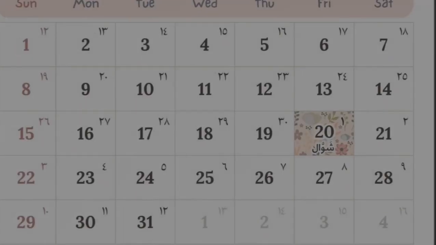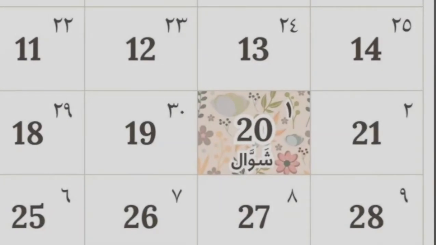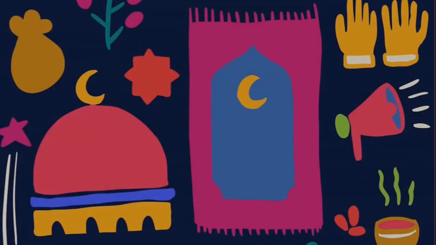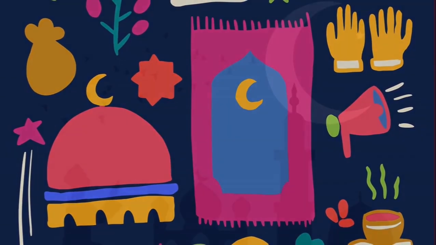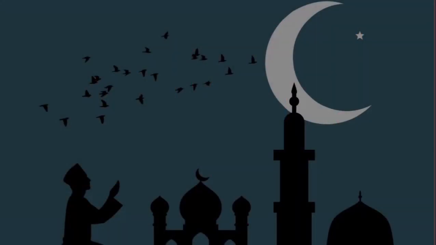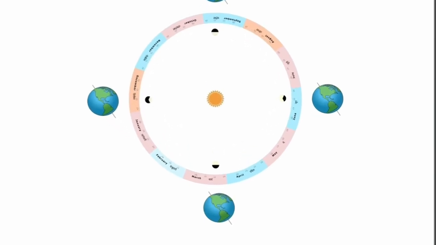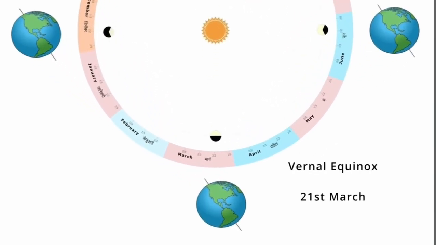In 2 more days, Eid al-Fitr will be celebrated by Muslims worldwide, as it marks the end of month-long dawn to dusk fasting during Ramadan, ninth month of the Islamic calendar. We also have Vernal Equinox Day on 21st March. On this day, days and nights are equal all around the globe.